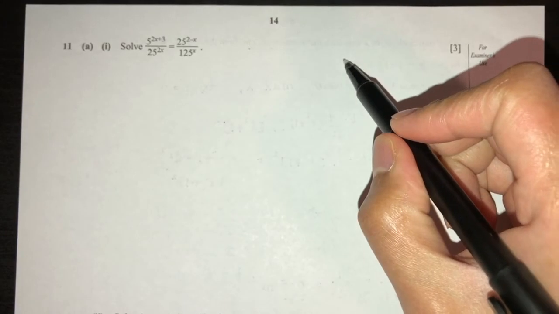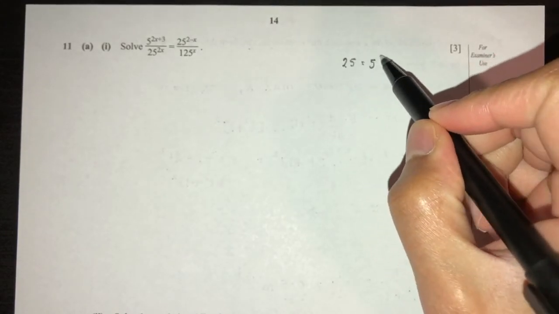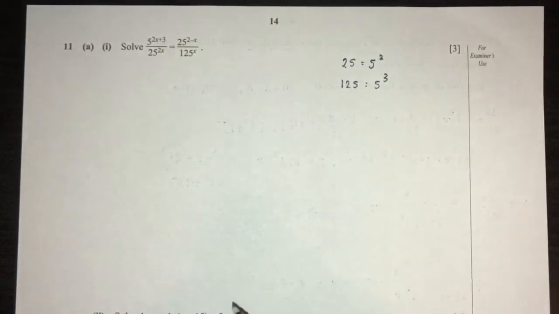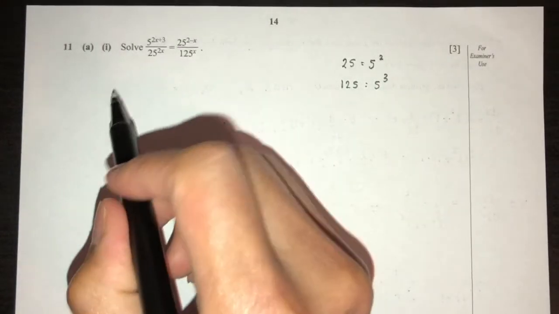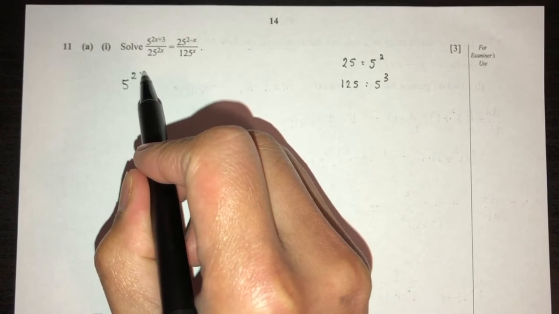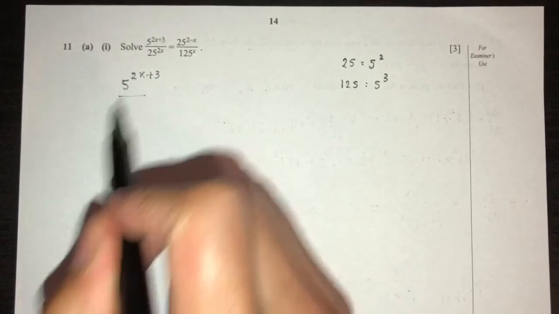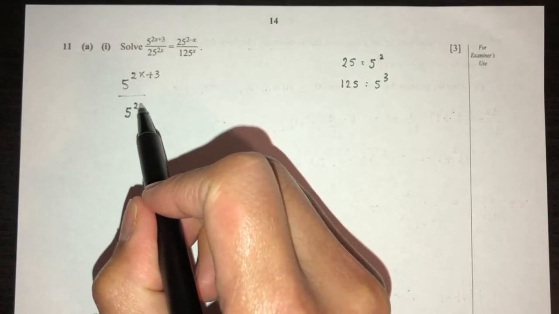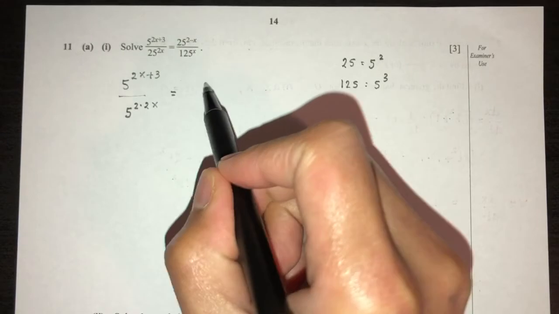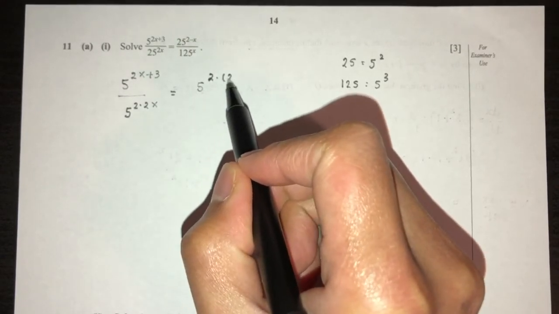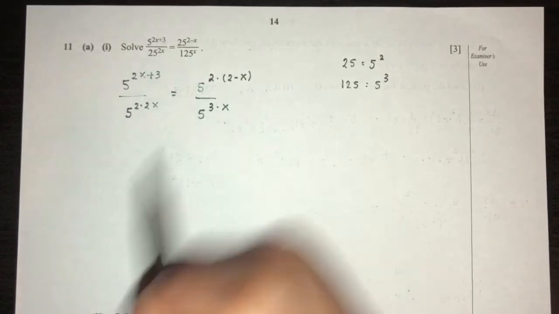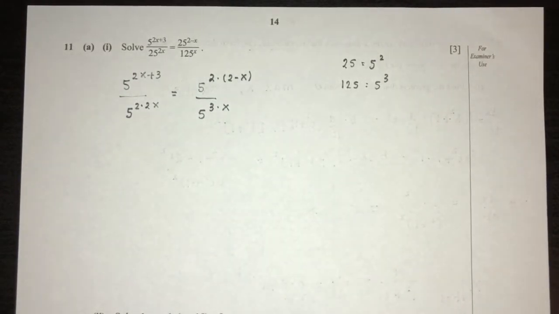So what do I mean? I mean 25 is what? It is 5 power 2. 125 is what? It is 5 power 3. So let's replace those values in the main equation. So here it is the same, 5 power 2 plus 3. Now divide by 25, which is 5 power 2. So 5 power 2 times 2x equal to 5 power 2 times 2 minus x divided by 5 power 3 times x.